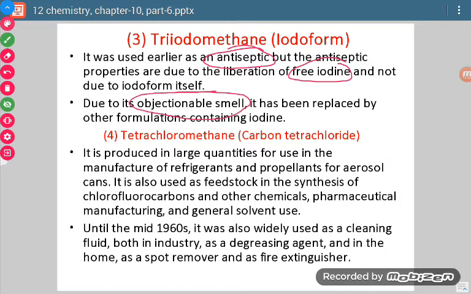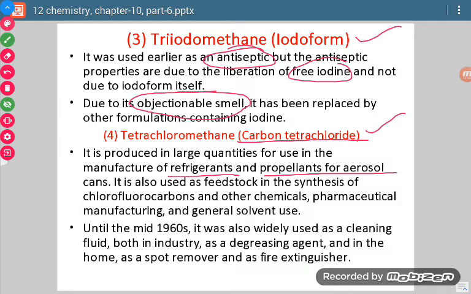Its smell is not good, so because of this disadvantage, it was discarded to be used as antiseptic. Okay, now the next compound is carbon tetrachloride. It is also one of the major solvents. Now it is produced in large quantities for use in the manufacture of refrigerants and propellants for aerosol.